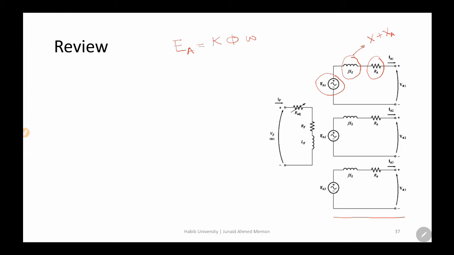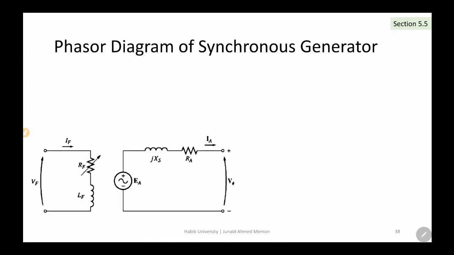So today our goal is to discuss more about the behavior of the synchronous generator when we are connecting it to different loads, and we also want to discuss how we can find out the power generated by the synchronous generator, okay, and then we'll finally discuss the stand-alone mode of the synchronous generator. So let's get started. We are going to start by discussing the phasor diagram of the synchronous generator.